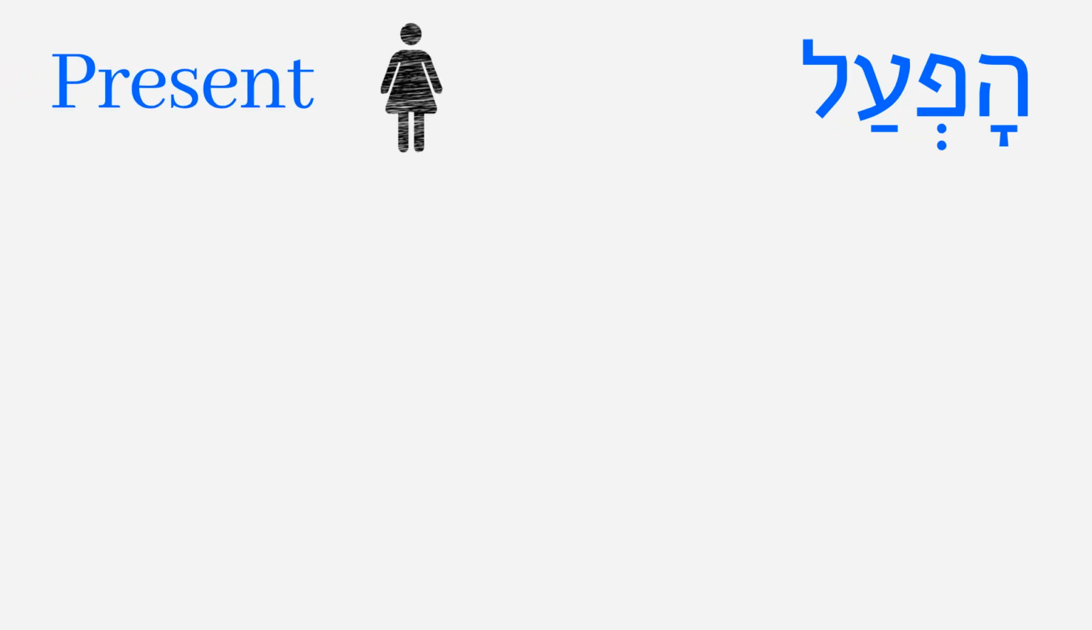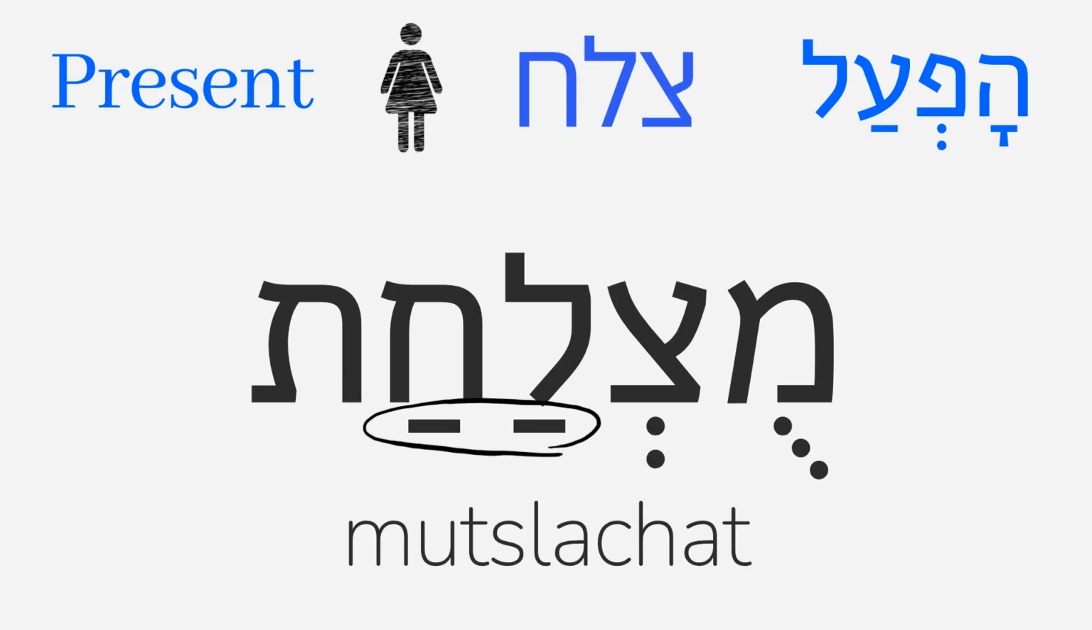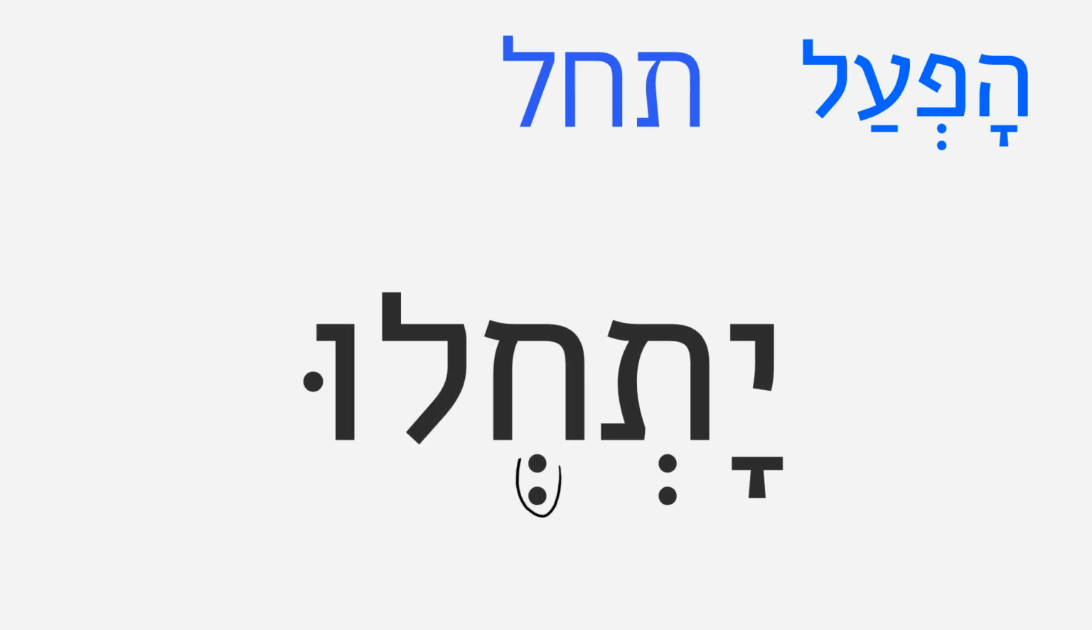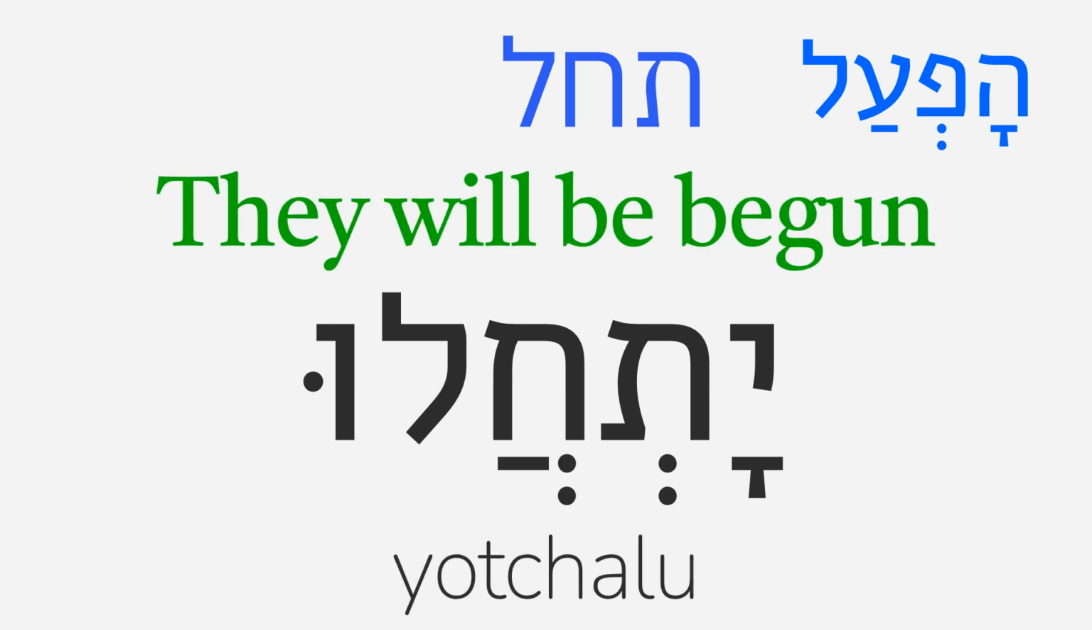Lastly for today, a couple of irregularities that appear in many binyanim, and that we've seen before. The feminine singular form of a Hophal present tense, with a root that ends with ayin or chet, will have patachs as its last two vowels instead of segols, as seen in other binyanim. When the second root letter is a guttural, like the root tav chet lamed, any form that would have a shva on that second root letter will have a chataf patach, as in yotchalu. They will be begun. And that's all for today.